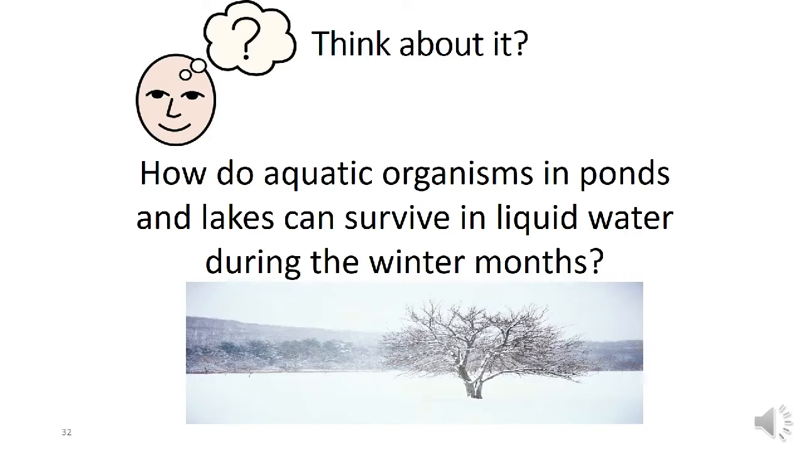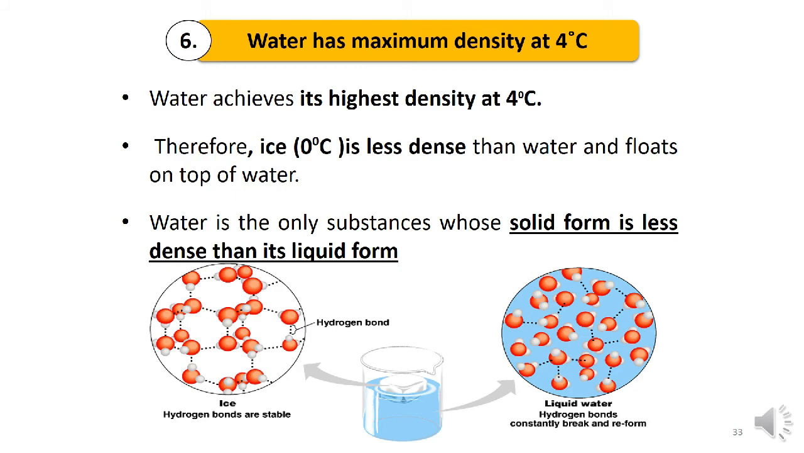Okay, another question for the last property of water. Try to think about it. How do aquatic organisms in ponds and lakes survive in liquid water during the winter months? For the last property of water, the sixth property, it has maximum density at 4 degrees Celsius. So the water achieves its highest density at 4 degrees Celsius.